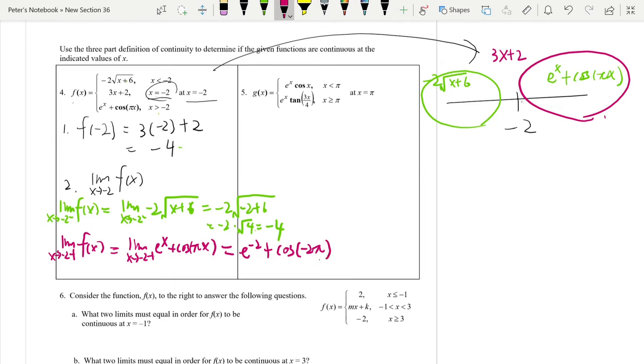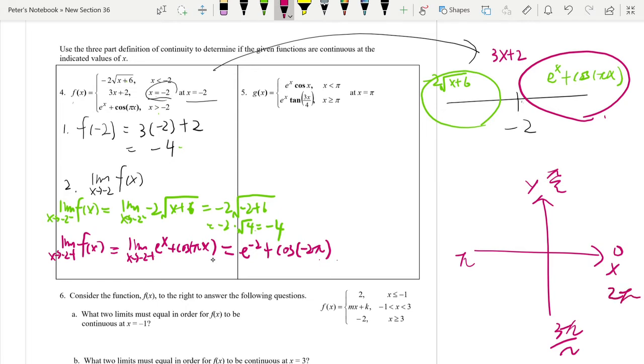And cosine of negative 2 pi, if you're recreating that again, right? 0, and then pi over 2, pi, 3 pi over 2, and then 2 pi. We know it repeats every 2 pi, right? The whole unit circle.